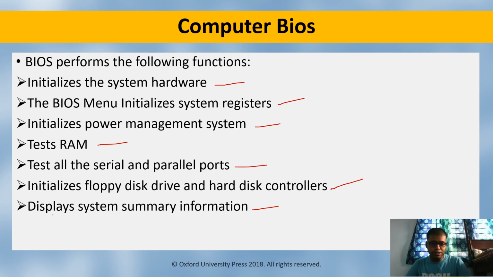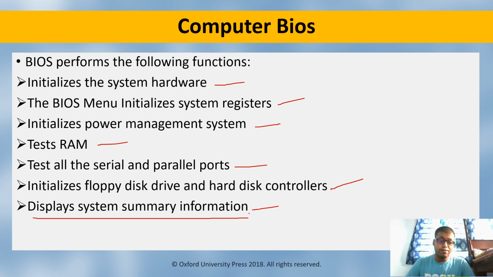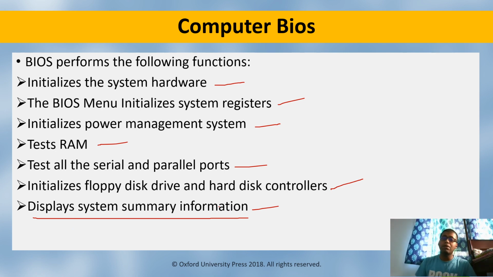So this display system summary information, actually in modern day systems we cannot visualize this. But in our lab, some Windows XP systems are present. There you can see this summary information when we restart the machine or when the machine is going to start. But after Windows 7, we cannot visualize that, because that process is very fast.